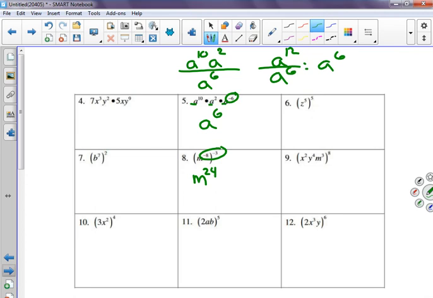I mean, it's basically straightforward with the exponents. Just hopefully you know the rules. When you multiply the bases, you add the exponents. When you're raising them to a power, you multiply the exponents. That simple.